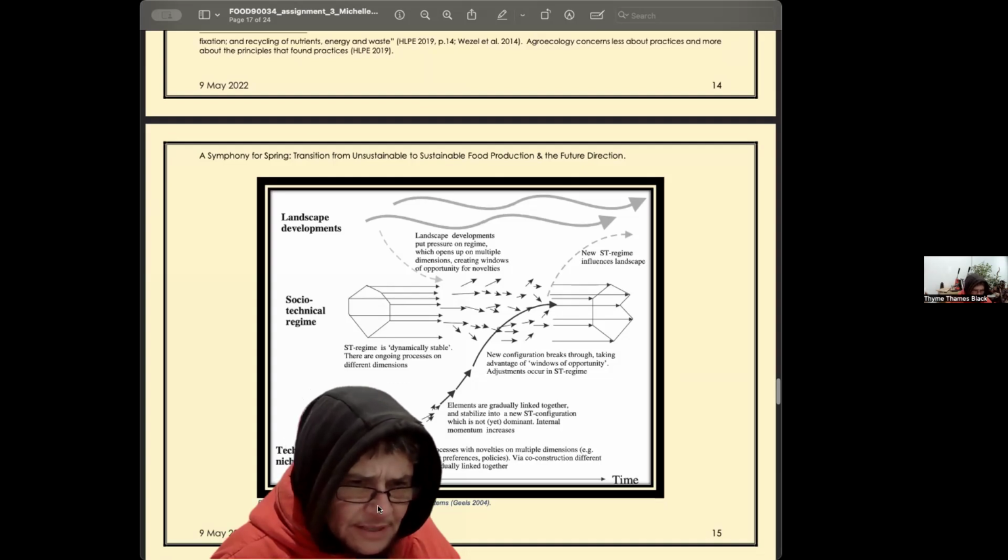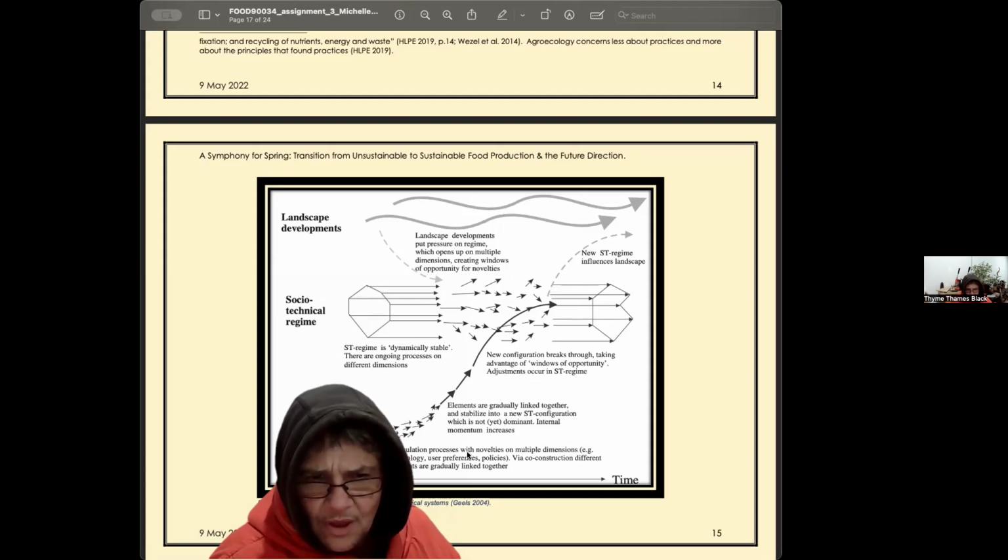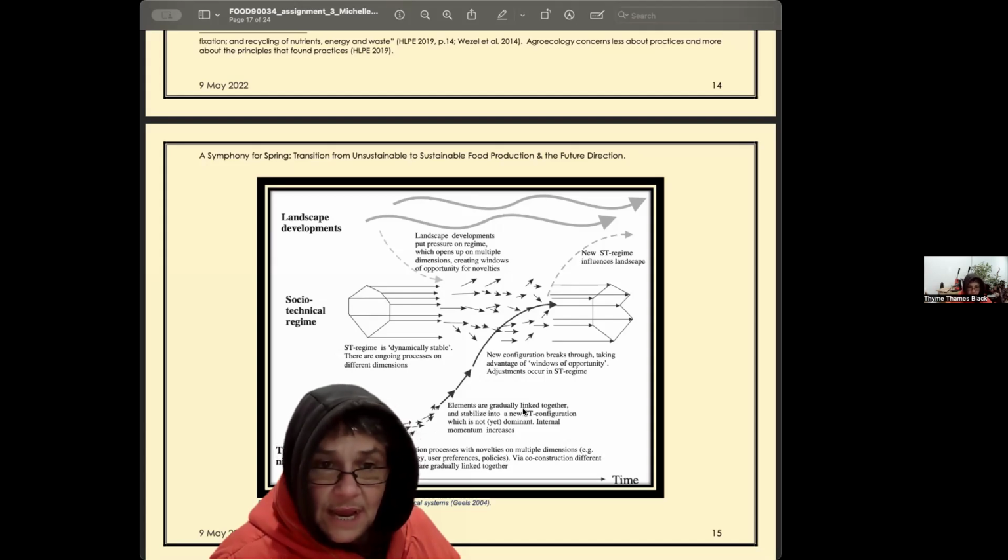Figure 8, the multi-level perspective of socio-technical system scales. Technical niches flow through the system, with articulation processes with novelties on multiple dimensions, e.g. technology, user preferences, policies. Via co-construction, different elements are gradually linked together and stabilize into a new socio-technical configuration, which is not yet dominant. Internal momentum increases. The new configuration breaks through, taking advantage of windows of opportunity. Adjustments occur to the socio-technical regime. The socio-technical regime is dynamically stable.